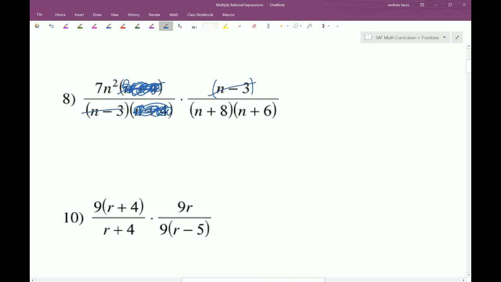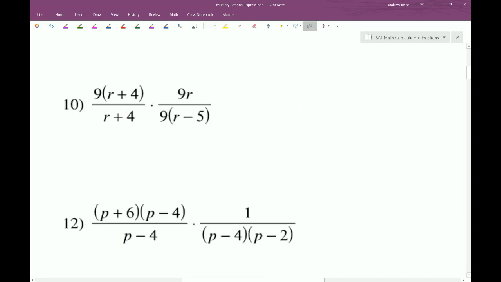Okay. So we'll be left with 7n squared over the product of these. And you can either FOIL that out or you could just write it in factored form. Either possibility might appear as an answer choice, so you should be comfortable with both ideas.